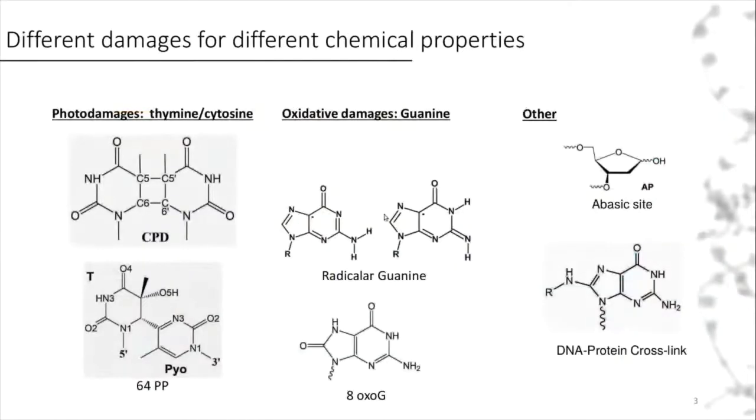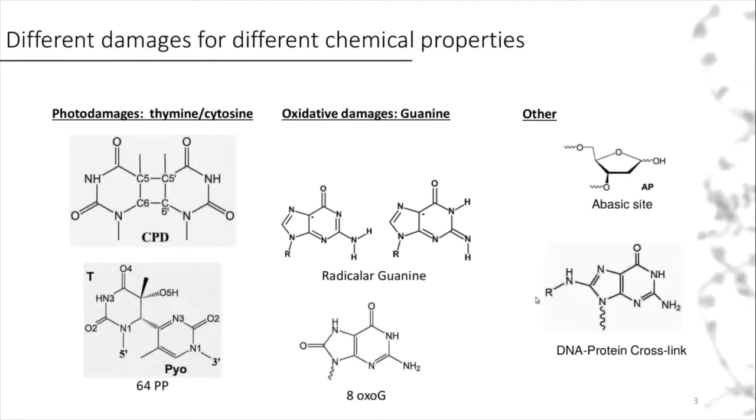You can have the photodamages, which are created by UV irradiation. So you can have CPD, cyclobutane pyrimidine dimer, involving two thymines or thymine and cytosine, where you have bonds between C6-C6 and C5-C5. Or you can also have the 6-4 photoproducts, where you have a bond between two thymines and one is oxidized into pyrimidone, and you have a bond between C6 and C4.